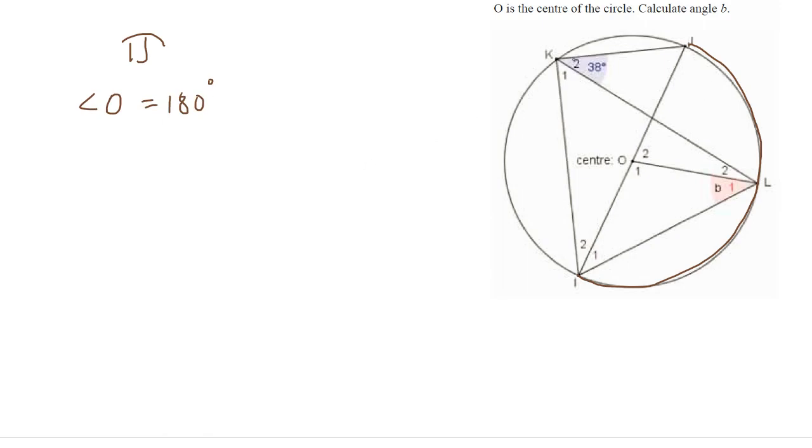And the subtended angle K should be half of 180. That's 90, according to theorem number 3. Such that this one now, just this one, in another color, should be 90 degrees minus 38 degrees. So we got 52 degrees.